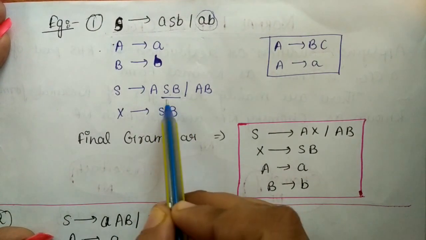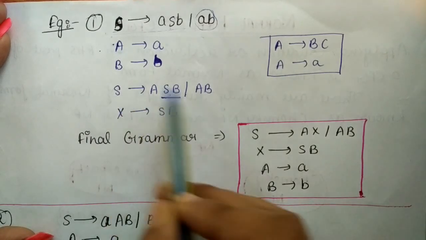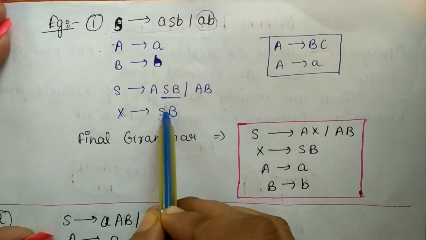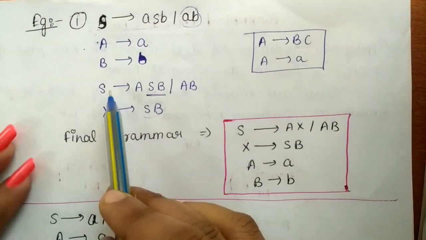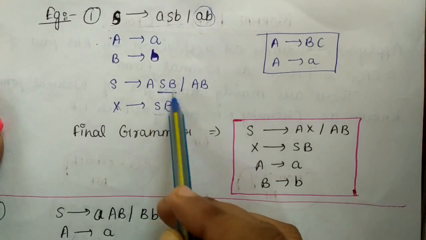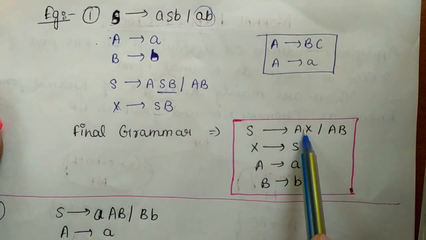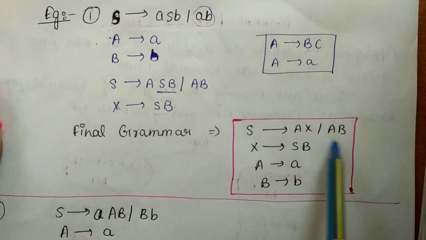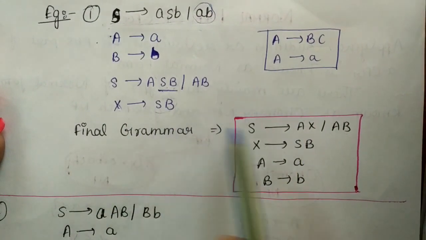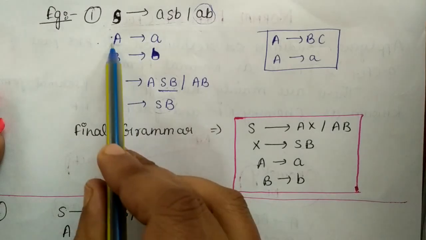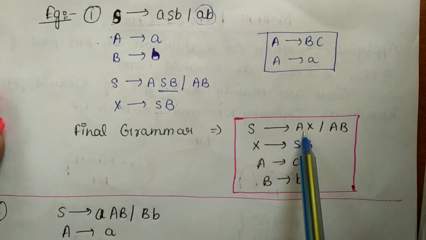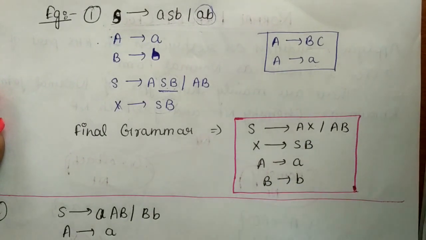So it is very simple. You assume these two variables as a new variable, you can assume it as X tends to SB. So how can we write our final grammar? In the final grammar we start with the starting symbol, and in place of SB you write X. So S tends to AX is in Chomsky normal form. Then X tends to SB. And then A tends to a and B tends to b. It is also in Chomsky normal form. Either we have two variables or we have a terminal symbol.